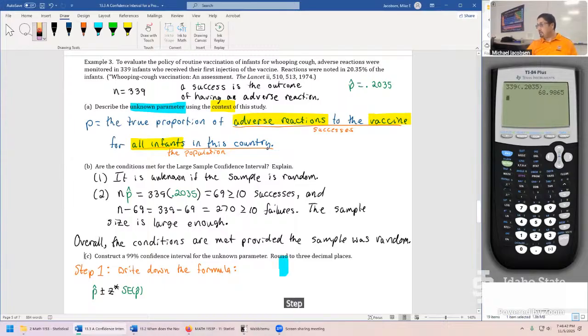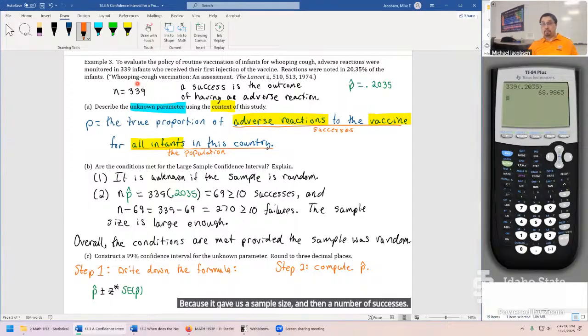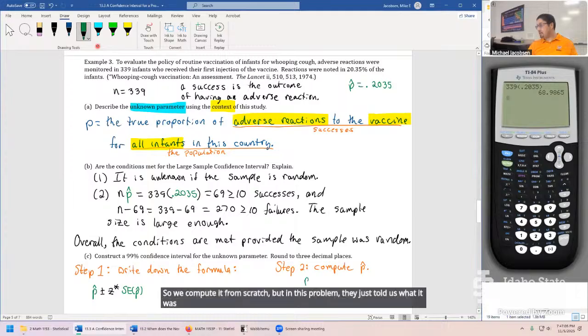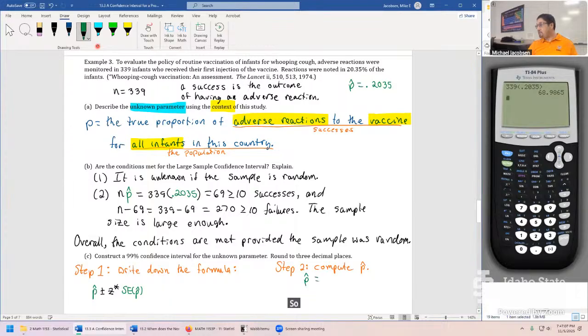Step 2, either compute or write down p hat. Let's say it this way, compute p hat. We actually had to compute it in the last problem because it gave us a sample size and then a number of successes. So we compute it from scratch, but in this problem, they just told us what it was. So let's just copy it down. P hat is 0.2035.